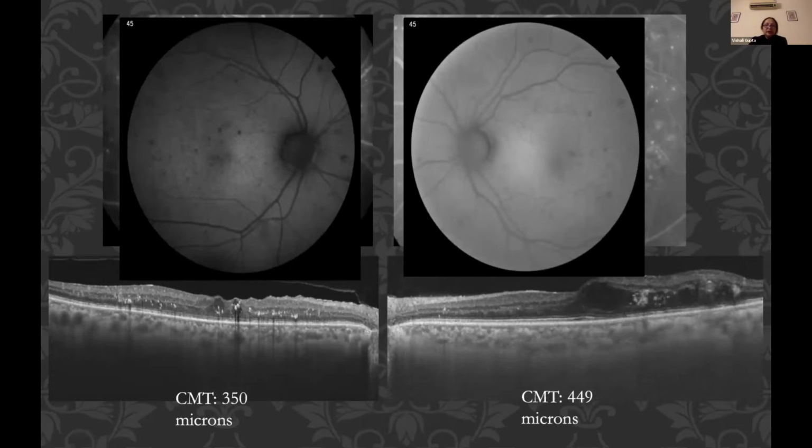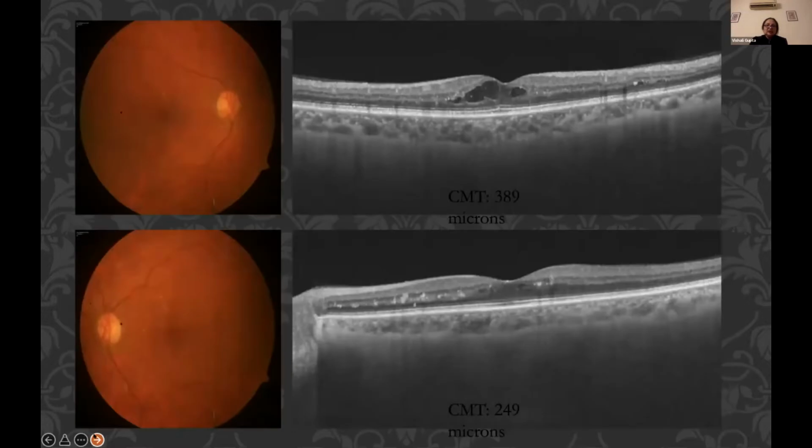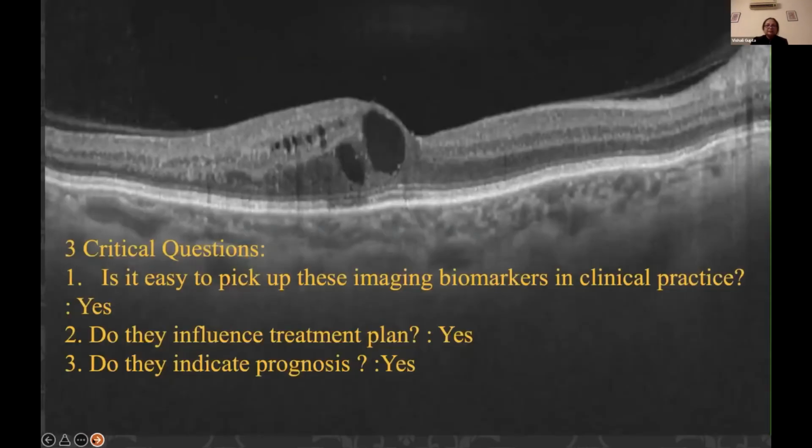Studies have shown that if you have increased autofluorescence, that would mean that the prognosis and the visual potential in this eye may not be as good. So you may have to be much more aggressive. This is just to show the example. And even after treatment, though we get resolution, the eyes that had increased autofluorescence do not have a very good visual prognosis.